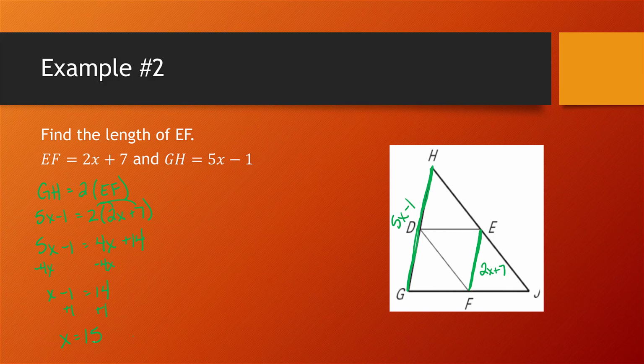It wants us to find the length of EF. Once you find your x value, we're going to take this and plug it into the expression for EF. So EF equals 2x plus 7. And instead of putting x, we're going to plug in 15. 2 times 15 plus 7. 2 times 15 is 30, and then add 7. EF equals 37.